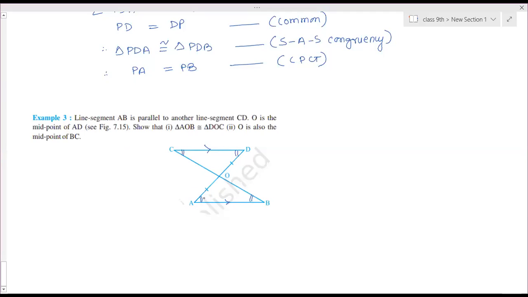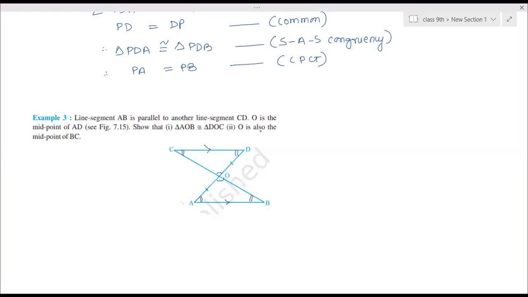So these two angles and any one side are equal. So by AAS criteria, two triangles are congruent. Or you can also take it inversely: this angle is equal to this angle, so by ASA criteria, two triangles are congruent. So you can do anything, AAS or ASA. Anyone you can use. Proof, try to do by yourself with proper reasons.